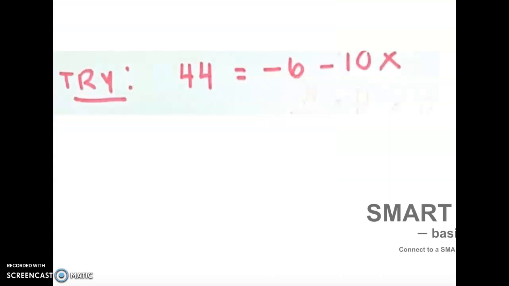And now you're going to solve 44 equals negative 6 minus 10x and put your answer right here.